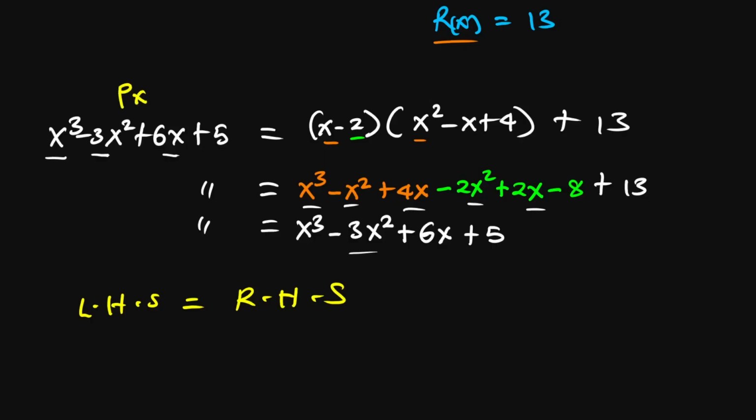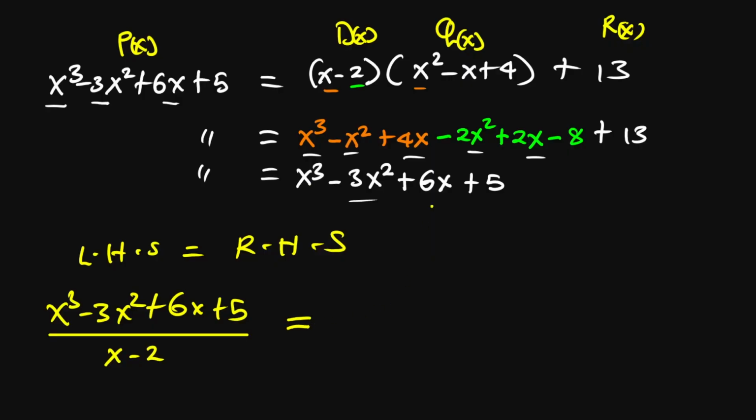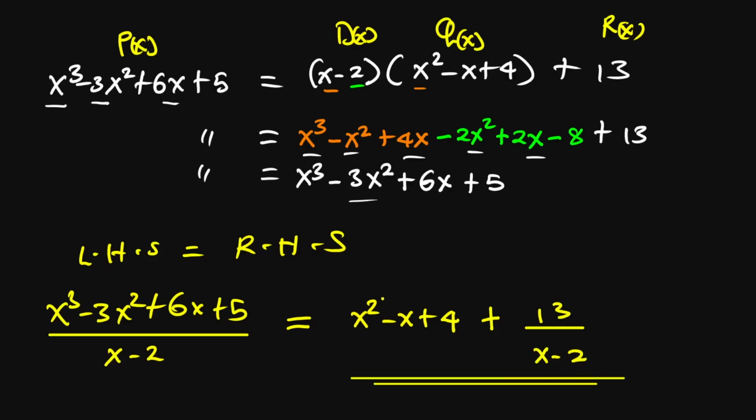With this being our polynomial we've divided, this is our divisor and this is our quotient of x, and this is the remainder of x, which implies that if we divide our polynomial x cubed minus 3x squared plus 6x plus 5 all over our divisor, which is x minus 2, we will get x squared minus x plus 4 plus the remainder, which is 13, all over the divisor, which is x minus 2. This will be the solution to this our problem.